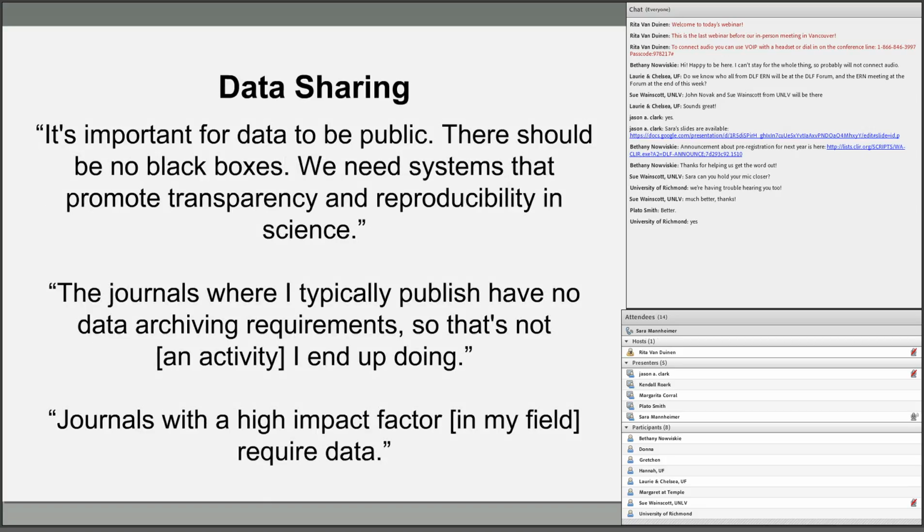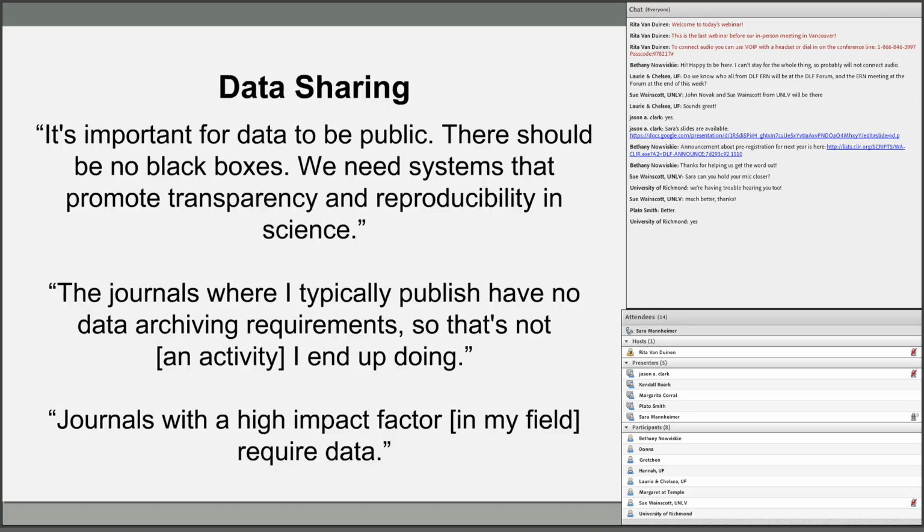Here's a few quotes from our interviews as well. One researcher said, it's important for the data to be public. There should be no black boxes. We need systems that promote transparency and reproducibility in science. So he was really preaching to the choir, and I hope that he will turn out to be one of the champions for our data services.